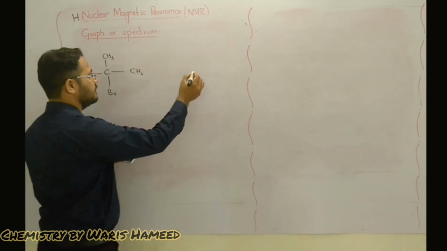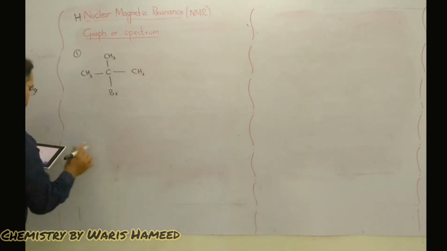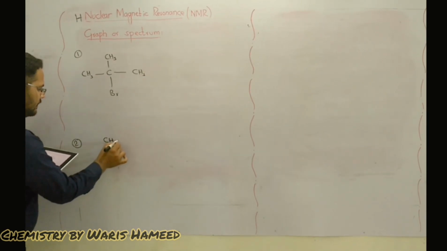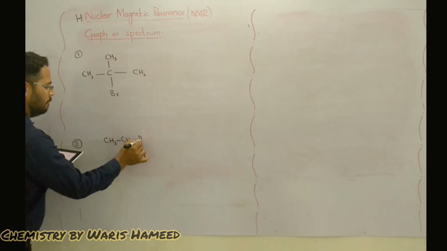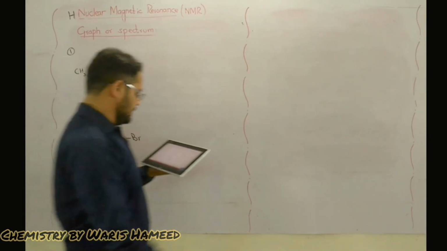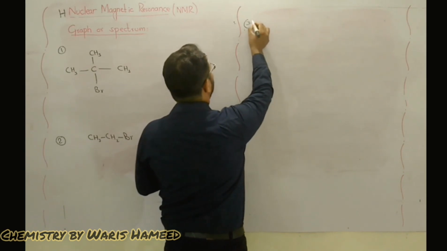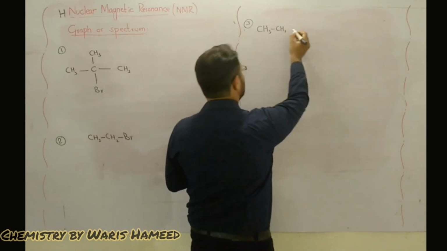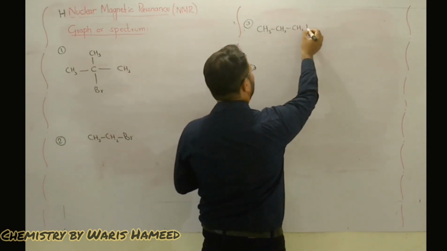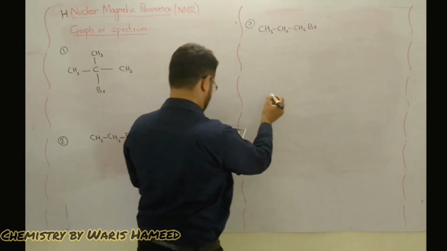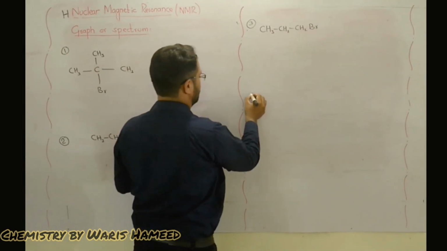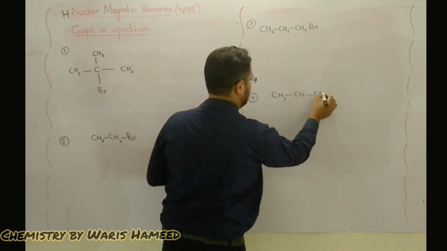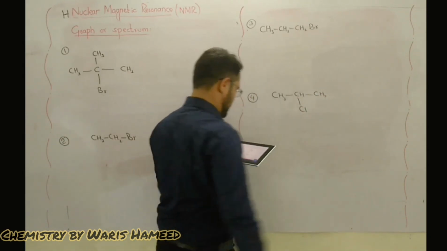Second is CH3, CH2, Br, and third is CH3, CH2, CH2, Br, and fourth is CH3, CH, CH3, and Cl.